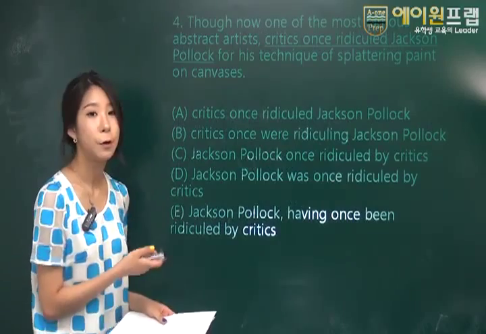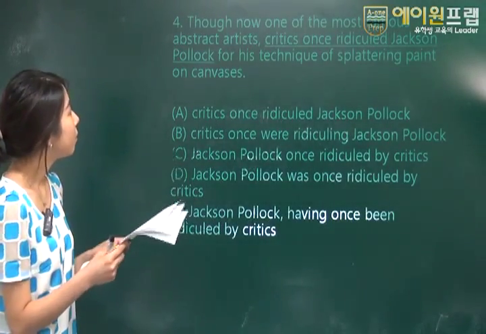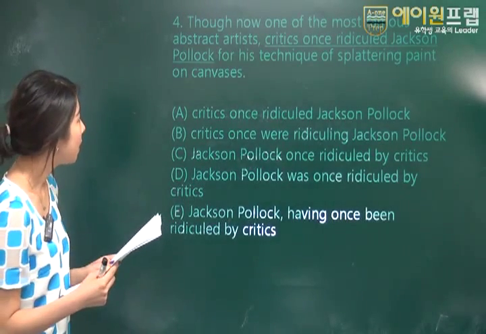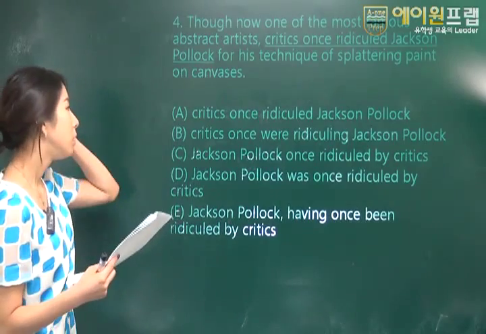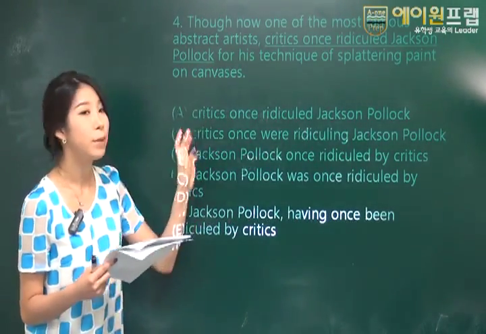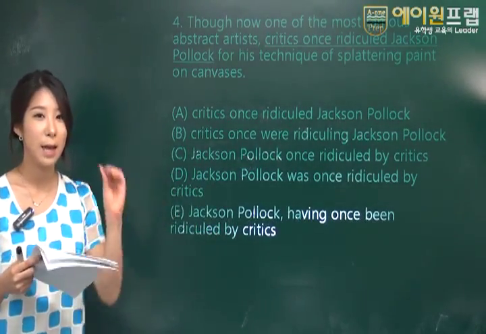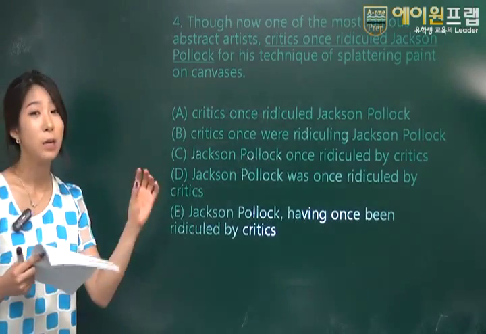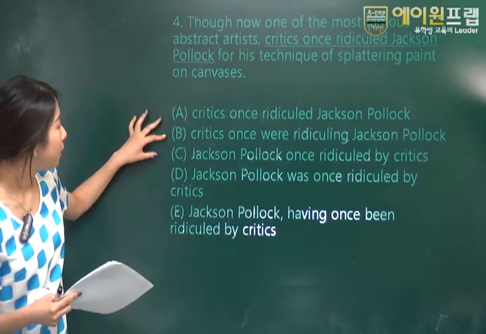So always look for a verb in a sentence, because without a verb, it's nothing. Though now one of the most famous abstract artists, comma, okay. This person is now one of the most famous abstract artists. So it must be a person, right? Because he or she is one of the famous artists.